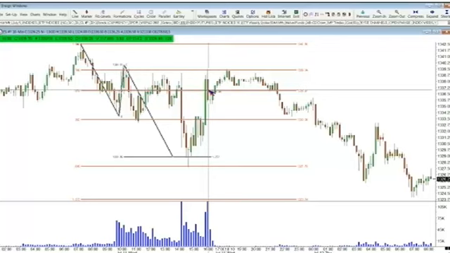1339. Where did the market actually get? 1339.50. It was actually 1339.50, which is really the price projection out there. Pretty cool how these work.